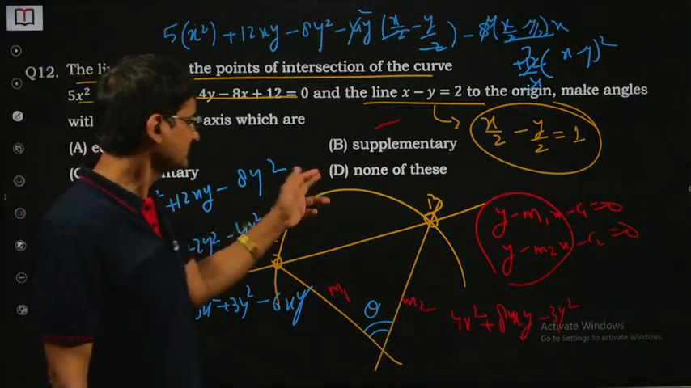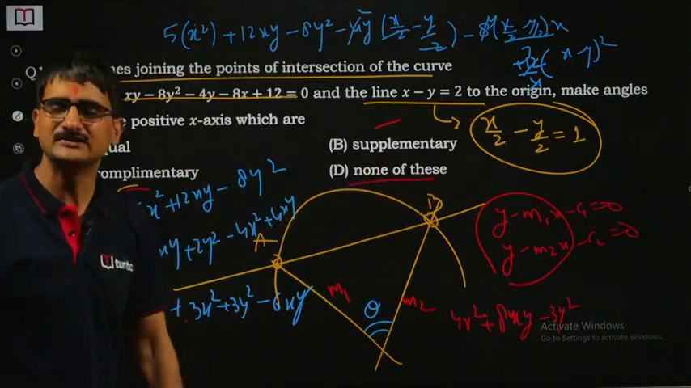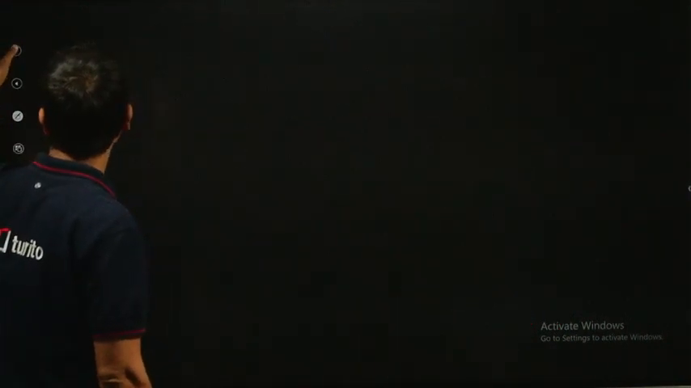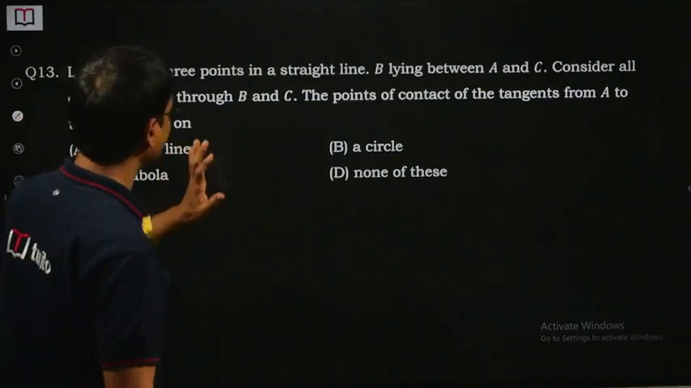Makes sense? None of these. So when I solved, I got the answer is none of these, nothing matches. We didn't get any very special relation for which we can say the lines are some particular type.